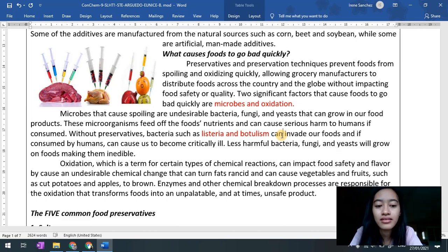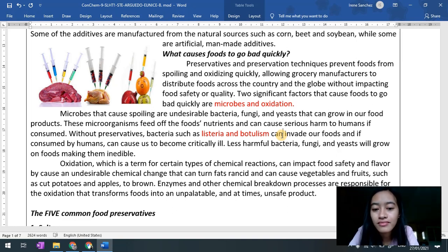Second cause: oxidation. Oxidation is a certain type of chemical reaction that can impact food safety and flavor by causing an undesirable chemical change. For example, turning fats rancid.